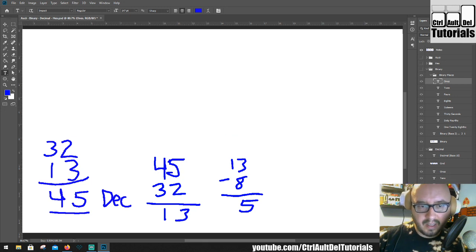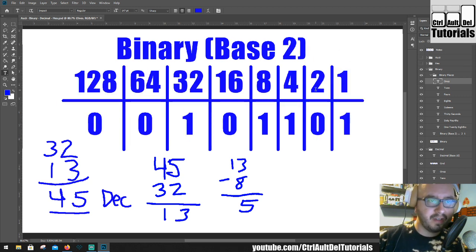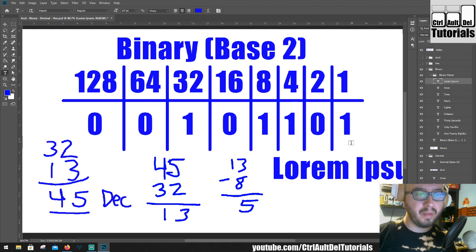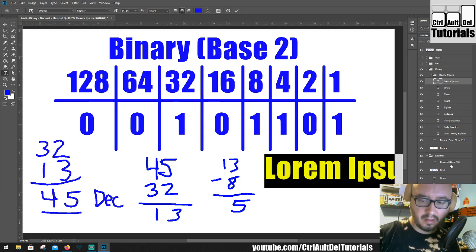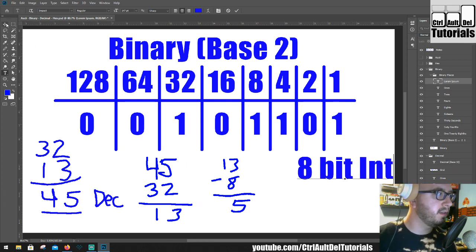Let's see, anything else we need to touch on? We have decimal. Yeah, decimal's good. But when we're talking about binary specifically, each of these are bits of information. So if you're told in the AP exam, which you will be, I have, let's say, an 8-bit integer. This will be the last thing. Okay, so an 8-bit int.